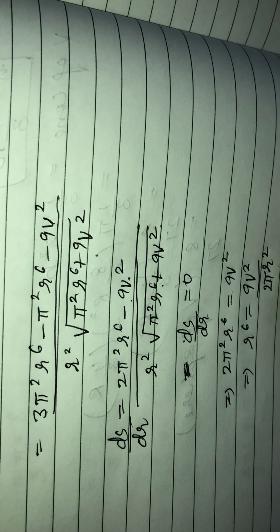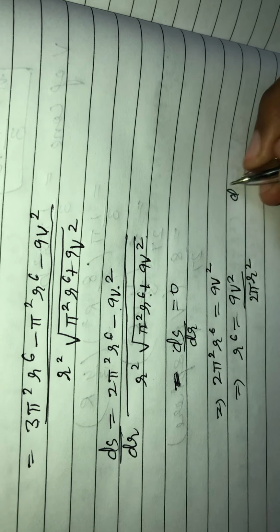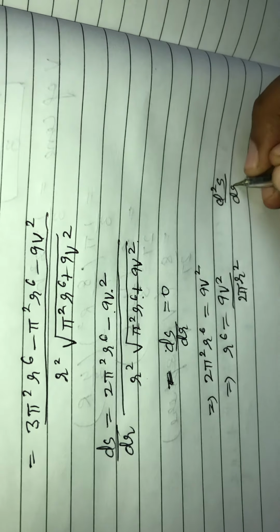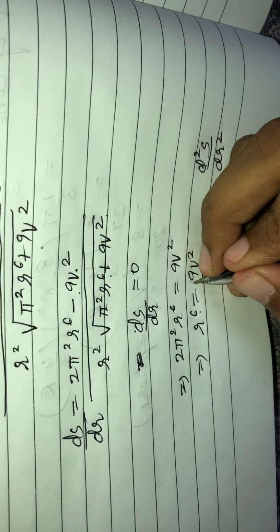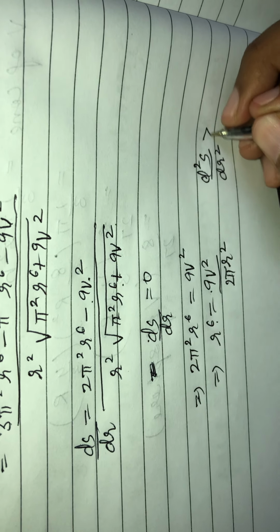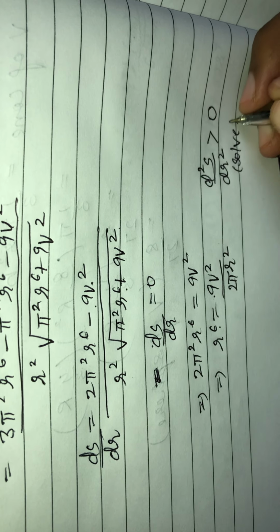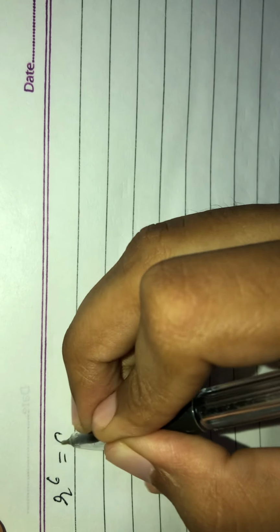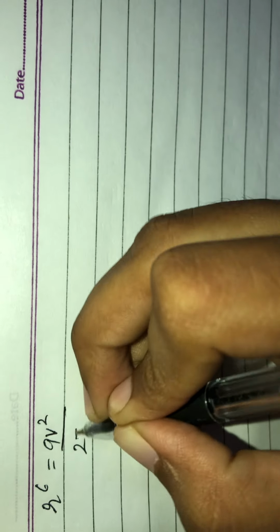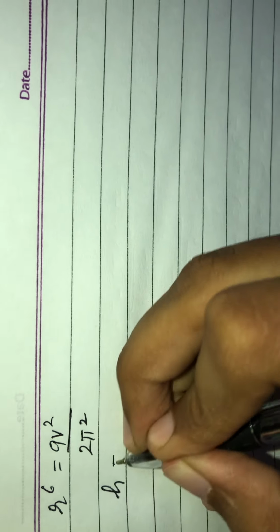Okay, and if I calculate the double derivative, d square s upon dr square at r^6 is equivalent to 0, so definitely I will be getting 0. So you need to solve it yourself. After getting this, you need to prove that h is equivalent to root 2 r. So if r^6 is 9v square upon 2 pi square, h is what?